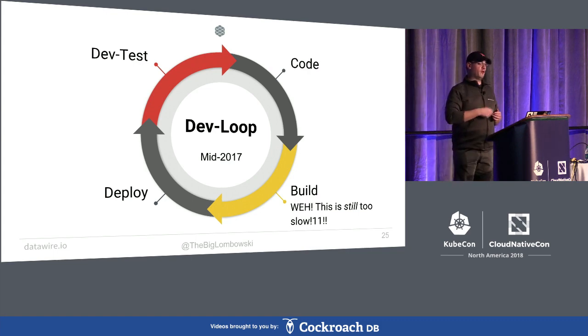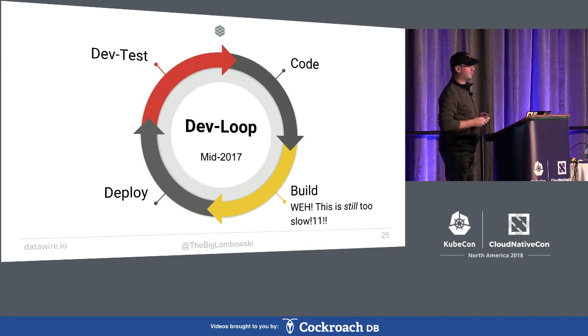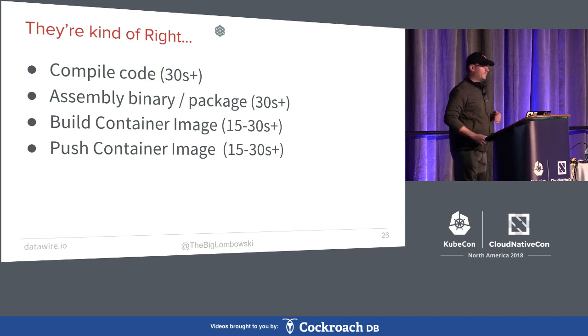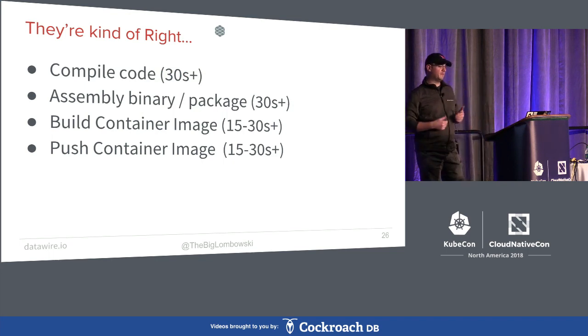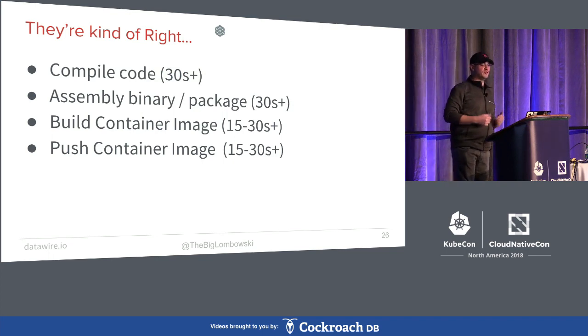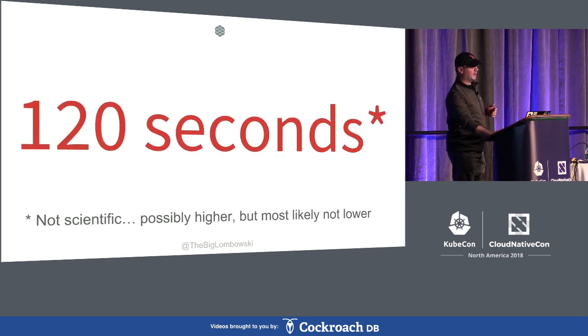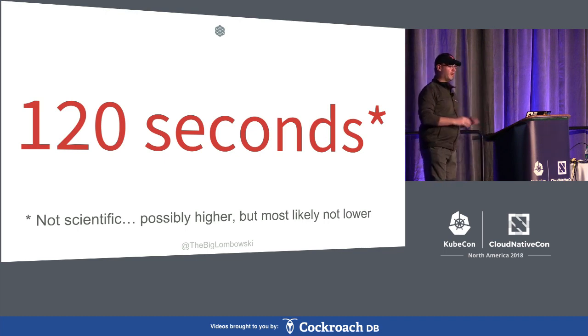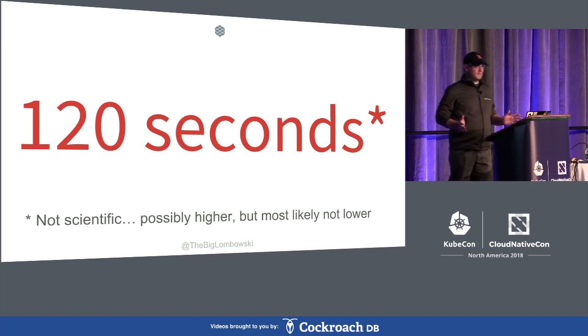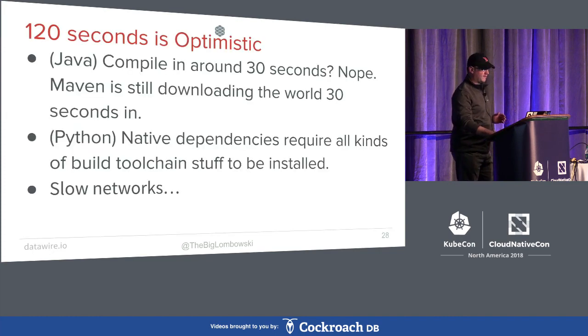They're like, well, the problem is we're going through this loop faster and faster, so we're actually able to cycle over and over and over. Those 2 minutes really add up, and they were totally right. Compile the code, 30 seconds. Assemble a binary, another 30 seconds. Build your container image, another 30 seconds. Push the container image, another 30 seconds. You quickly end up at 120 seconds, which is a totally unscientific number that I pulled out. And then you realize 120 seconds is optimistic.